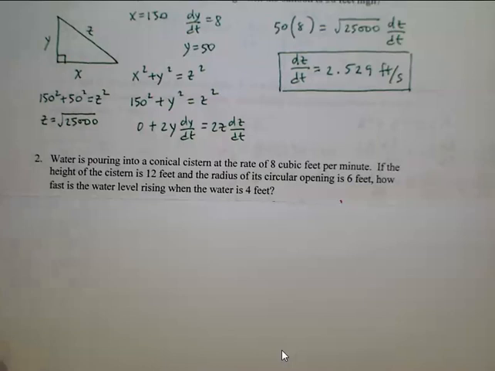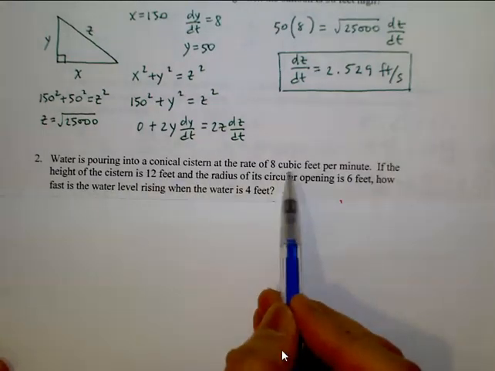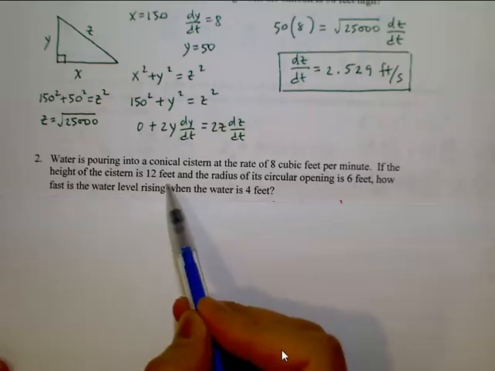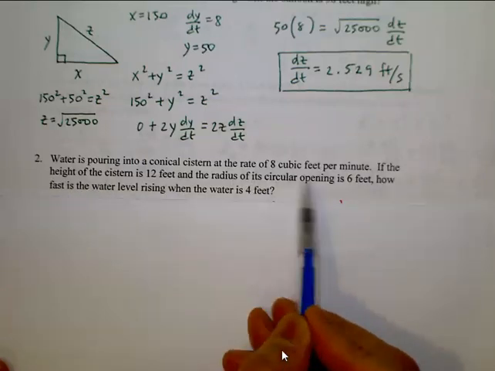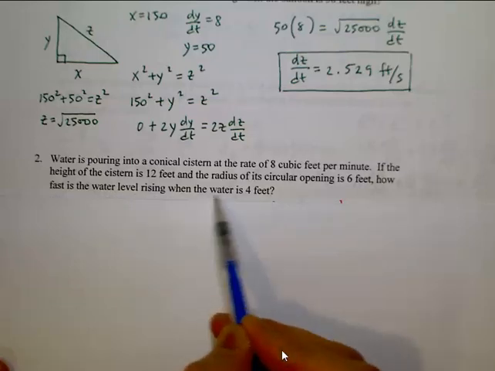For question 2, water is pouring into a conical cistern at the rate of 8 cubic feet per minute. If the height of the cistern is 12 feet and the radius of its circular opening is 6 feet, how fast is the water level rising when the water is 4 feet?